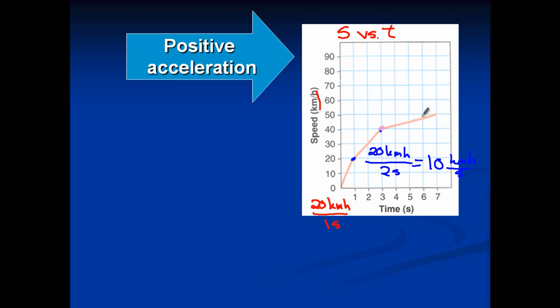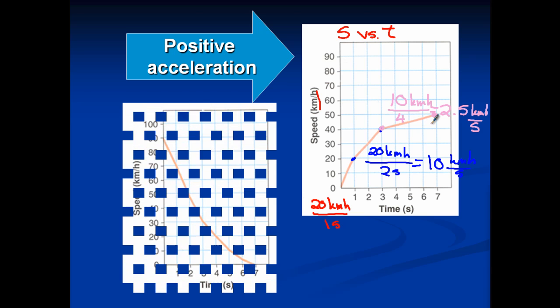Now we're going to do from here to here. You only increase your speed by 10 kilometers per hour, and it took you 4 seconds to do this. So you get 2.5 km/h over s. You can see it's increasing each time, but the rate at which it increases slows down.